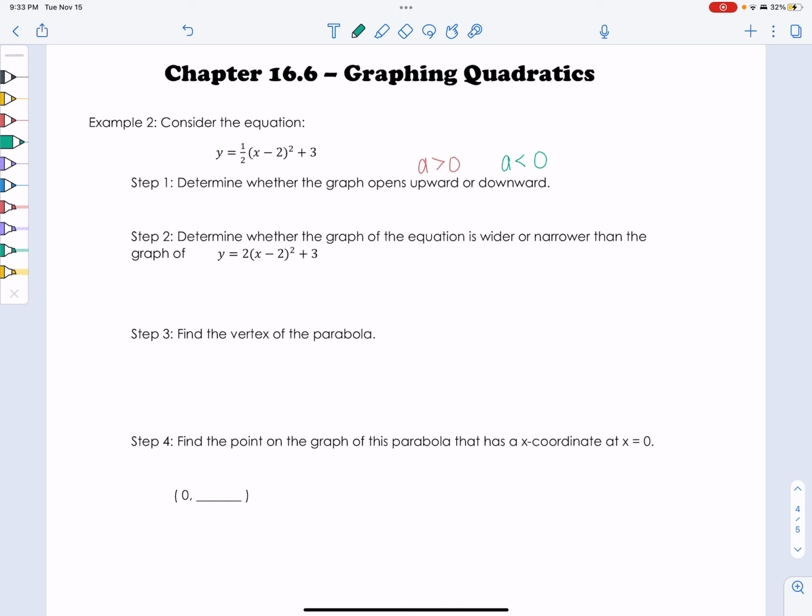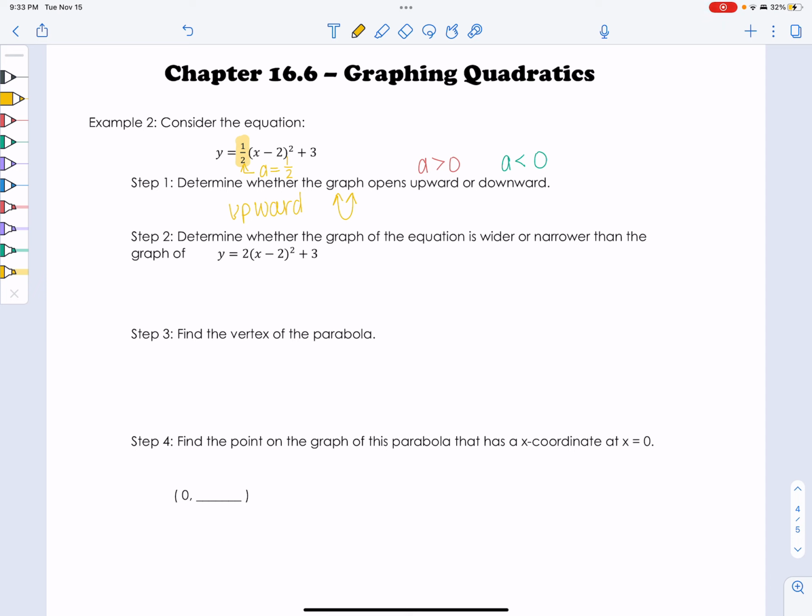So when I'm looking at my value of A in vertex form, that is the number way out front. And so A equals 1/2. Well, 1/2 is positive. It is greater than 0. And so my graph is going to open upward. And so it's going to look like that. Now, I don't know what yet, but I know it's going to at least have that shape, and it's going to be open up.